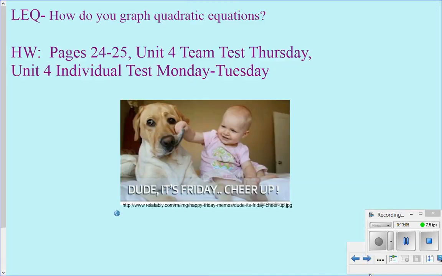That's it for our notes for today. Your homework is pages 24 and 25 in your Unit 4 packet. Reminder, you have a team test coming up on Thursday next week, and then the following week before Thanksgiving break, we'll have a 2-day test on Monday and Tuesday. So work on 24 and 25 for Monday.